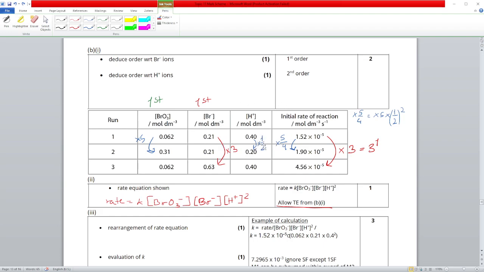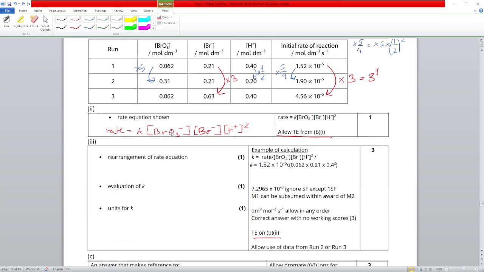Fun! So, because it's half squared, second order. I'll write down second order here, I forgot. Rate equation, easy stuff. All good.